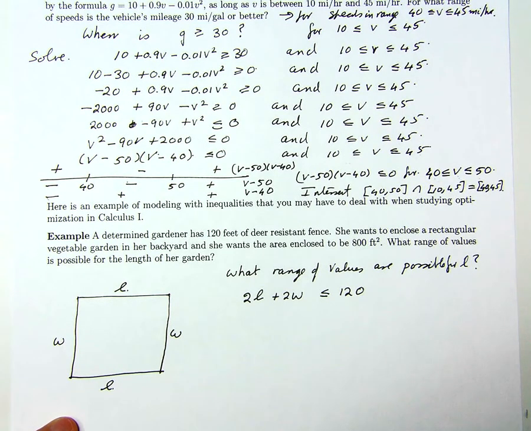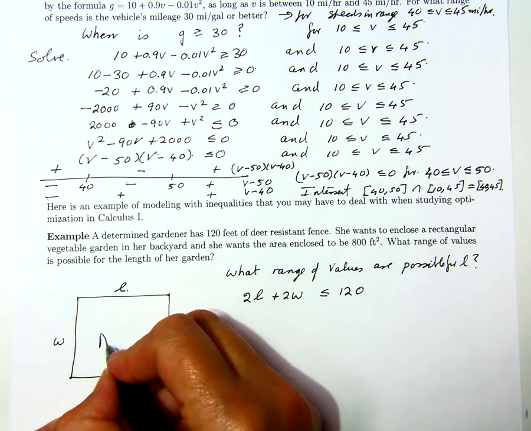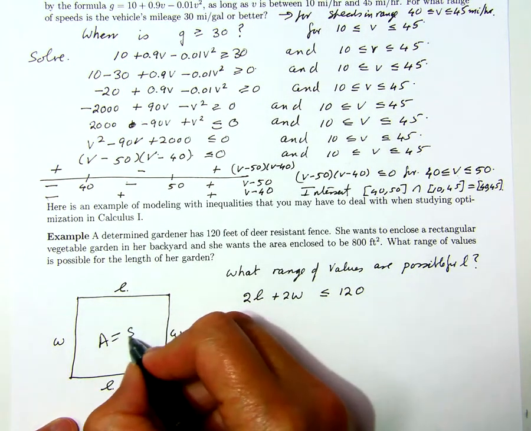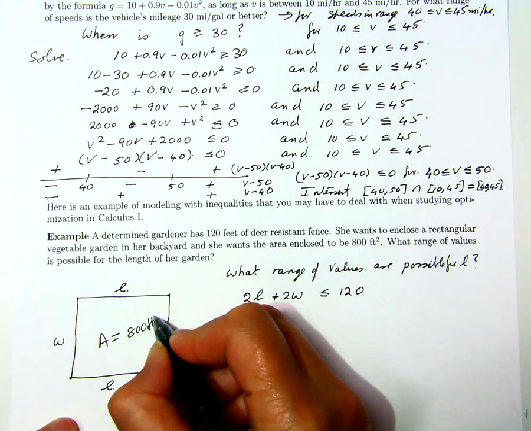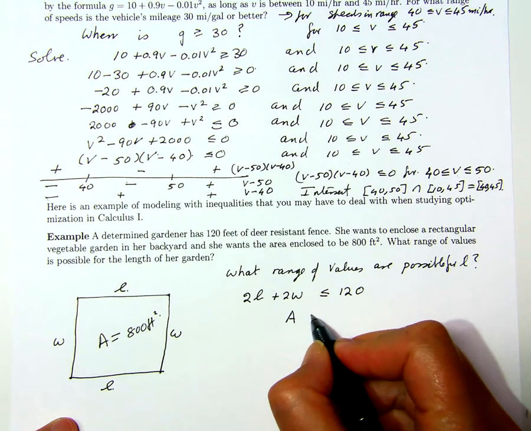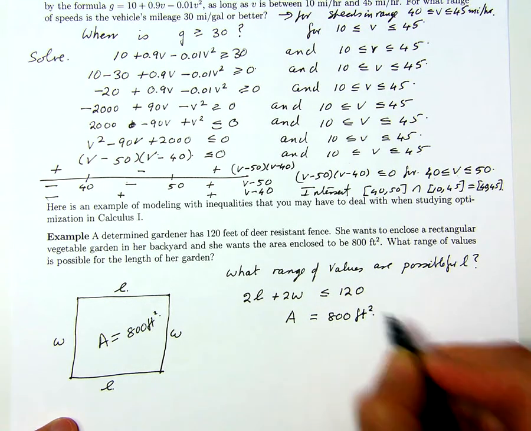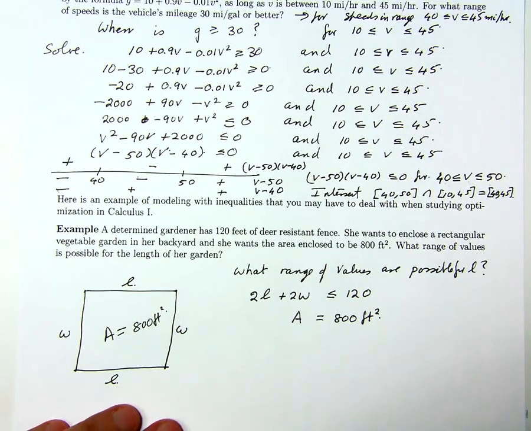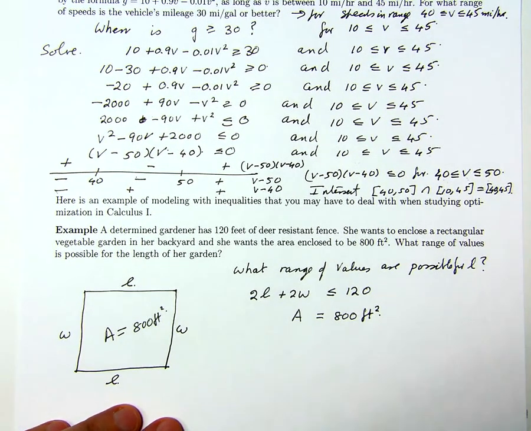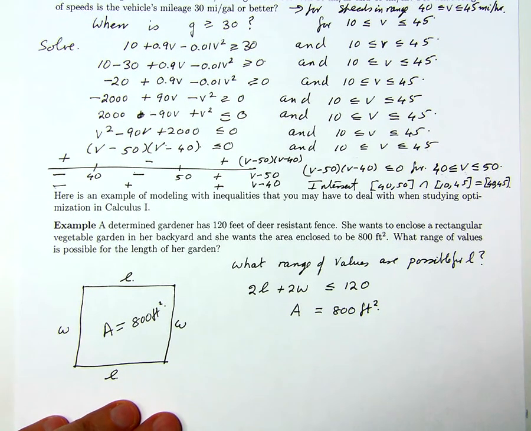And the other constraint is that the area inside here should be exactly 800 square feet. So that's the other constraint in our behavior. The area is 800 square feet. And so what range of values are possible for L given these two constraints?